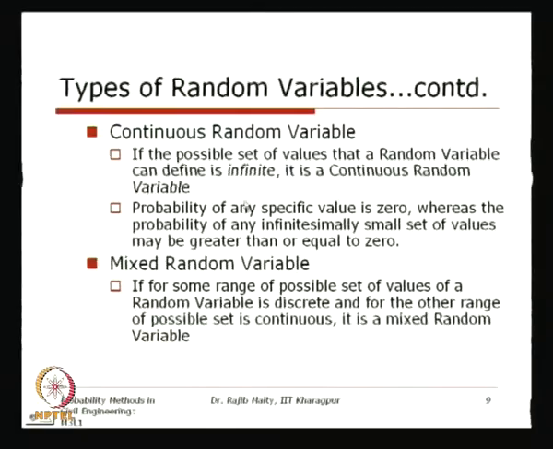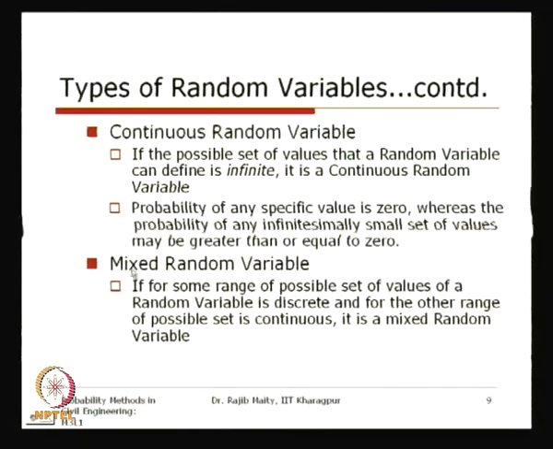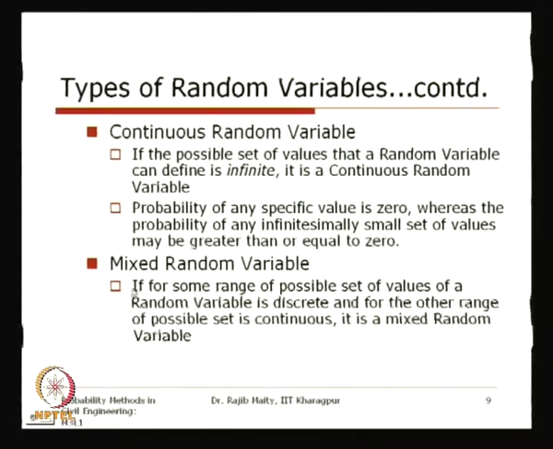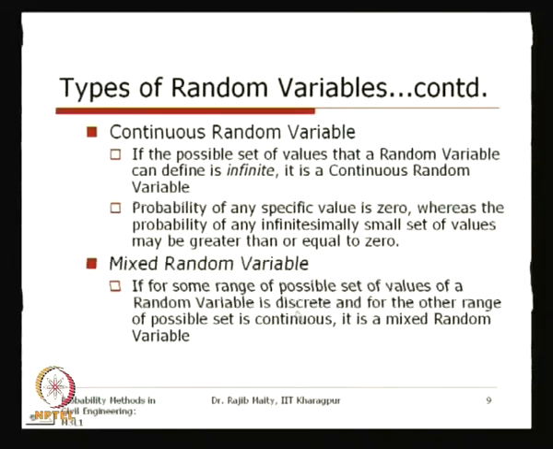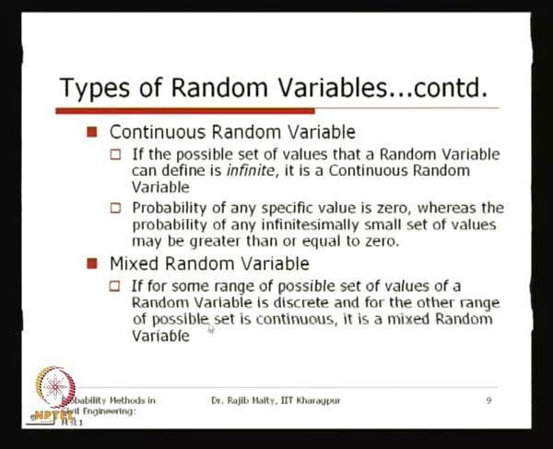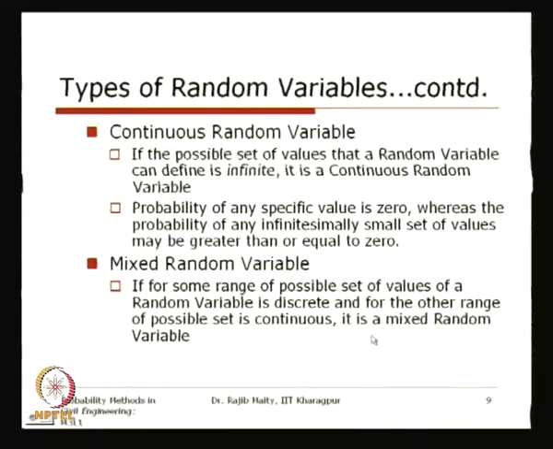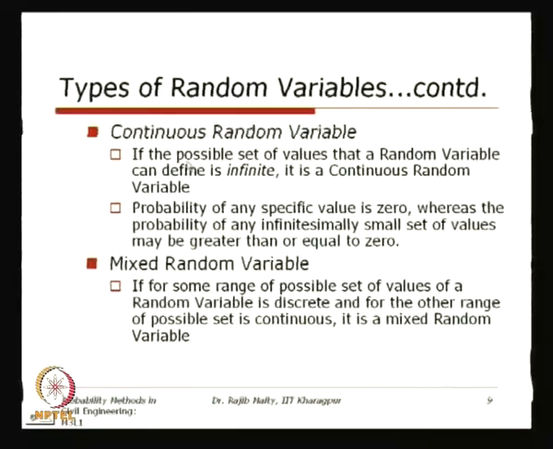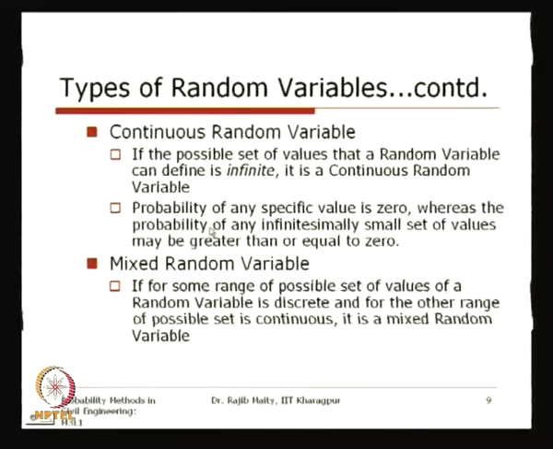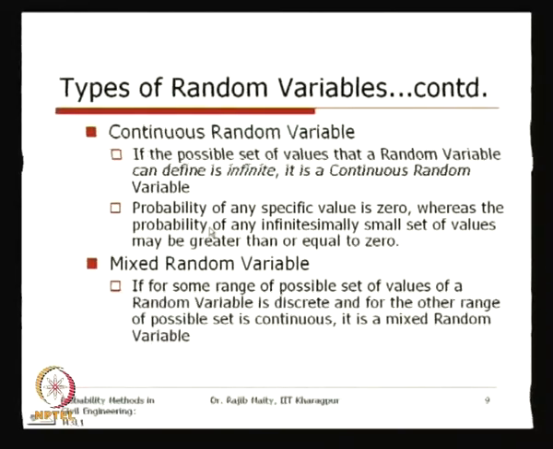So this is the third type we have seen. A mixed random variable means that if for some range of possible values a random variable is discrete and for the other range it is continuous, it is a mixed random variable. Now with these three types of random variables, we will see some examples in the civil engineering context.